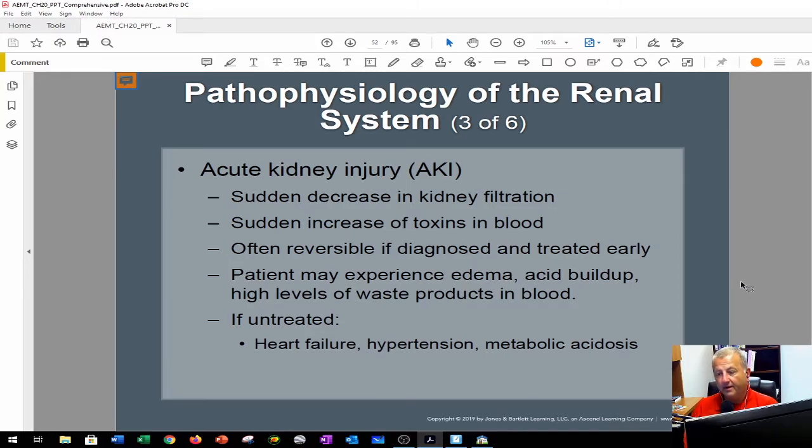Then we have acute kidney injury. This is like a sudden decrease in kidney filtration. They say it's reversible if diagnosed and treated early. This is definitely not the type that's associated with diabetes.